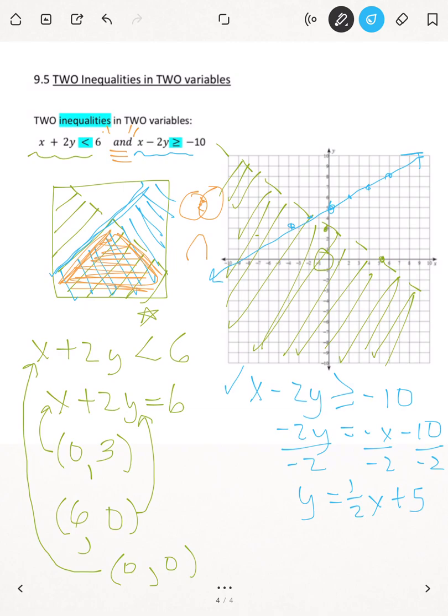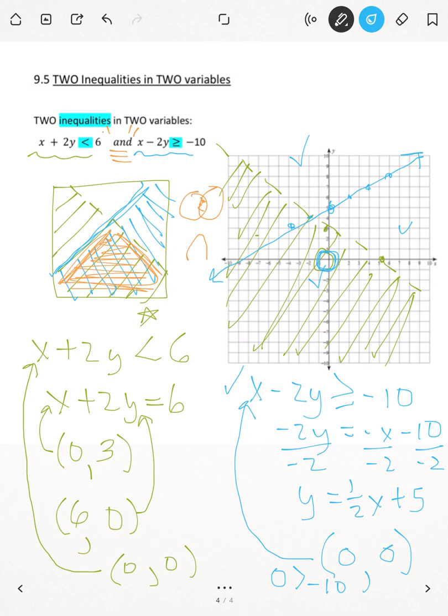I'm not sure if I should keep the upper half or the lower half. I'll test a point. The point I'm going to test is 0, 0. I'm going to take that and substitute that right back into the original equation. Is this point a satisfactory answer? When I put 0, 0 in, whoa, that's definitely not bigger than negative 10. Wait a minute. Think about it for a minute. Is 0 larger than negative 10? Yes, it is. This side does work.